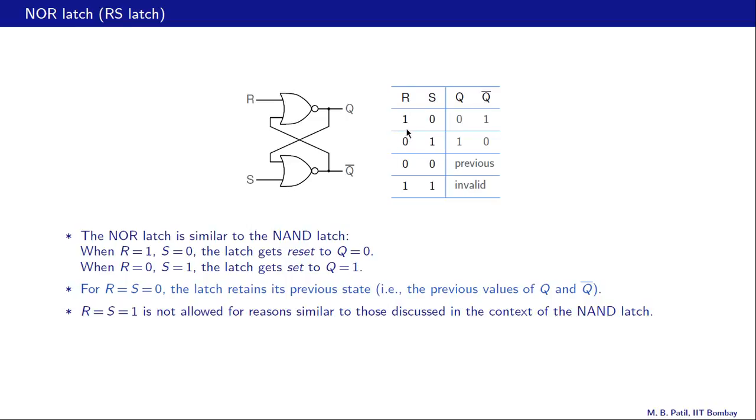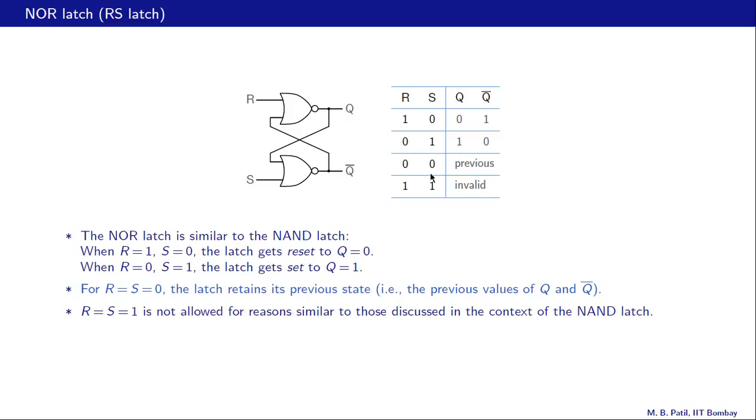So with R equal to 1, S equal to 0, we have Q equal to 0 and Q bar equal to 1. And in the same fashion, we can also figure out that for R equal to 0 and S equal to 1, we will get Q equal to 1 and Q bar equal to 0. So this is our reset input, because when it is active, the latch output gets reset to 0, and this is our set input, because when that is active, the latch output gets set to 1.